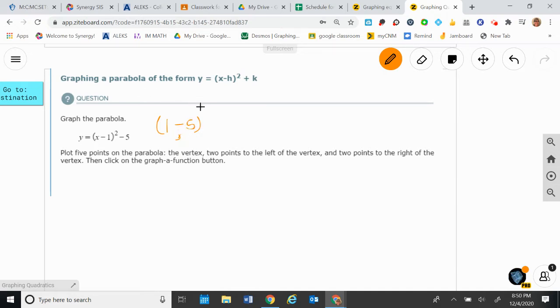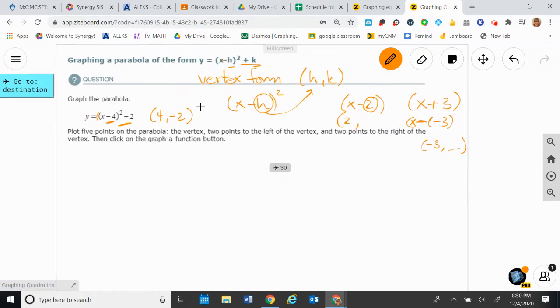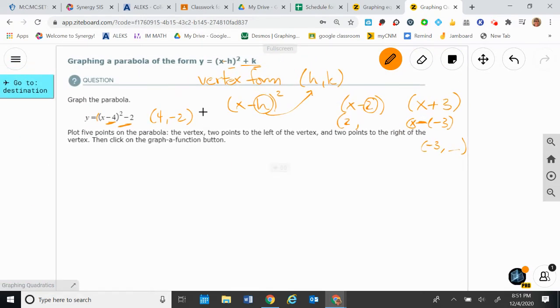Oh, wait, this one says graph a parabola. Was the last one graph a parabola? Oh, oops, I'm sorry, guys. There's steps to this. I was not paying attention. I thought it was naming the vertex.